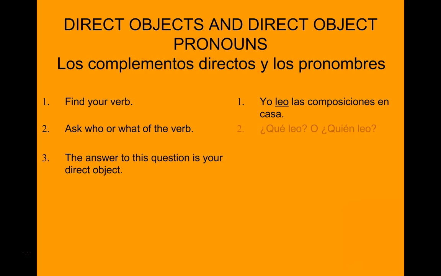The second step is to ask who or what of the verb. What do I read? Or who do I read? Qué leo or quién leo is asked. And number 3, the answer to this question is your direct object. Las composiciones are what I read, so that is your direct object. Direct objects directly receive the action of the verb.